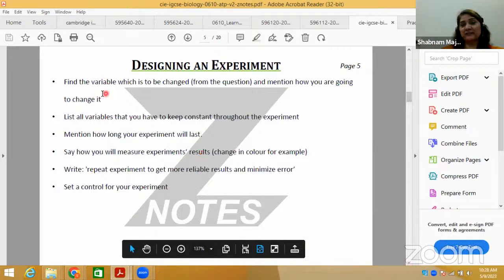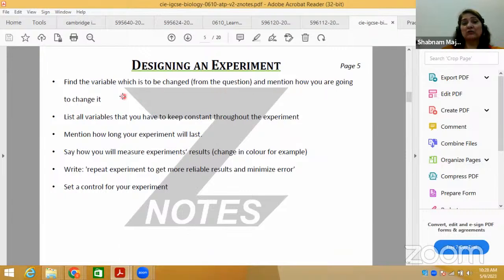Designing experiment, already told you. Find the variable which is to be changed from the question and mention how you are going to change it. There was a question in the specimen: what is the variable? The size of the agar blocks was not the independent variable the kids were asking; in that question, surface area was the one. So you have to see what is the independent variable, what is actually the dependent variable. Find the variable which is to be changed from the question and mention how you are going to change it.